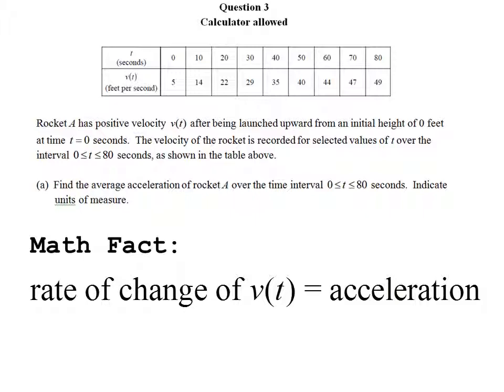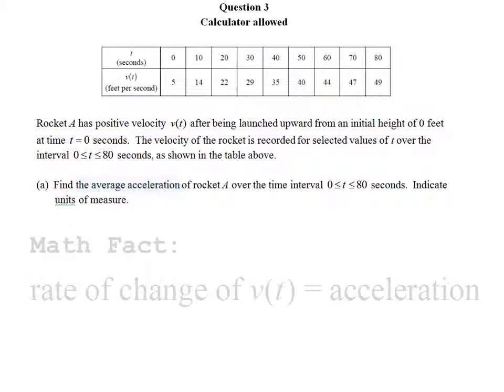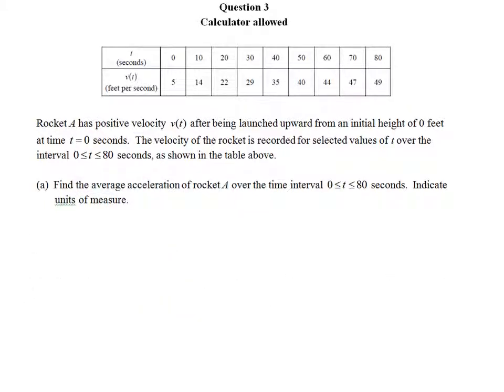With this table data, we will not be able to compute the instantaneous rate of change, but we will be able to estimate the rate of change. As stated in the problem, we need the average acceleration, and so we will have to compute an average rate of change. So now we are aware that we need the average rate of change of the velocity with respect to time as shown in the table. The average rate of change is for the particular time period between 0 and 80 seconds.